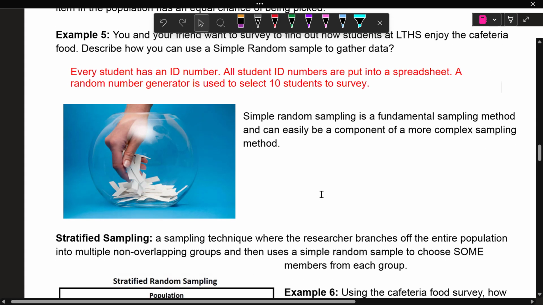Simple random sampling is a fundamental sampling method and can easily be a component of a more complex sampling method. So an SRS can be part of another sampling method as well. But again, the most useful, the most straightforward way to sample is names in a hat.